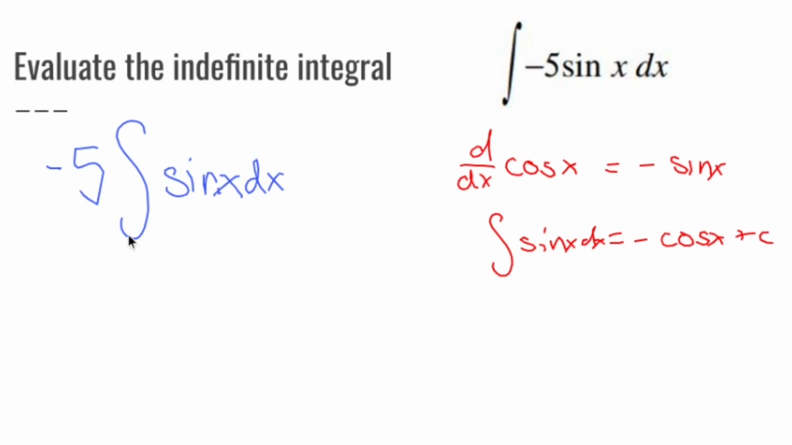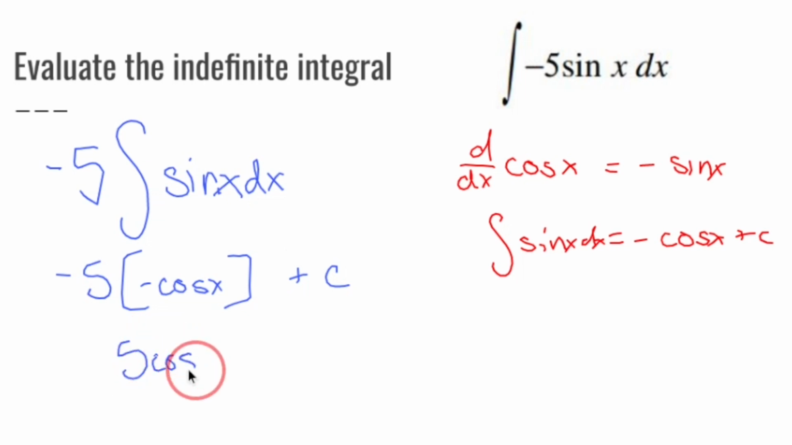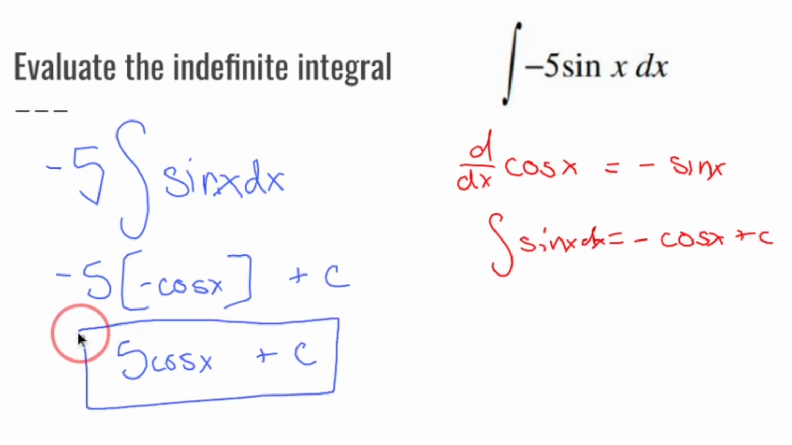So I can now use this rule, negative 5 times the integral of sine x is negative cos x. There you go. Plus c lives right there. Negative 5 times negative cos is positive 5 cos x plus c. So that, ladies and gentlemen, is the integral of a sine function. Bada bing.